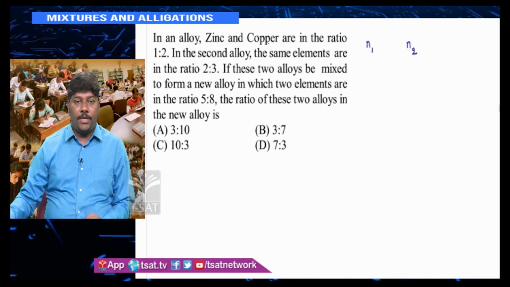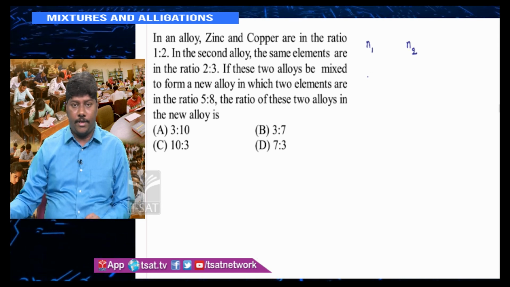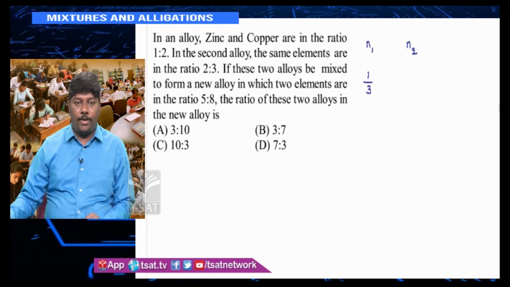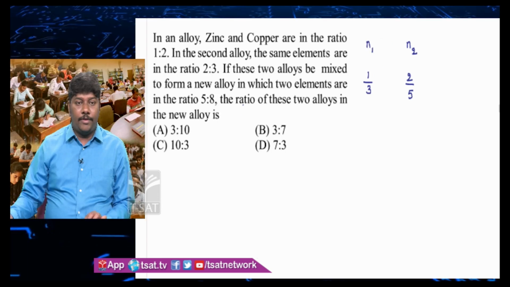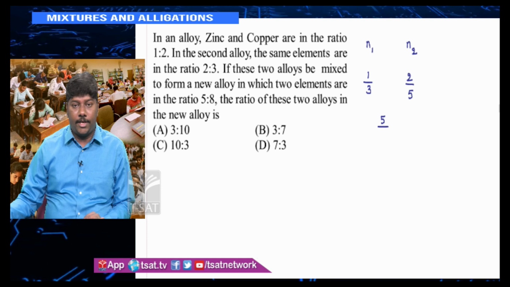The first one, he is asking you zinc and copper. What is zinc? Only you take zinc, it is 1/3. What is zinc in the second one? I would say it is 2/5. If these two alloys are mixed to form a new alloy in which the two elements, zinc and copper, are in the ratio 5:8, it means you can say 5/13. I am concentrating only on zinc.